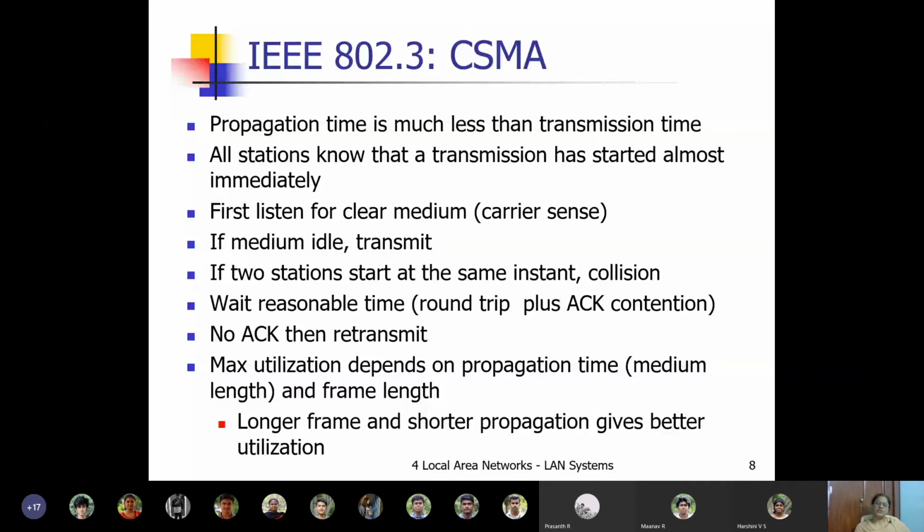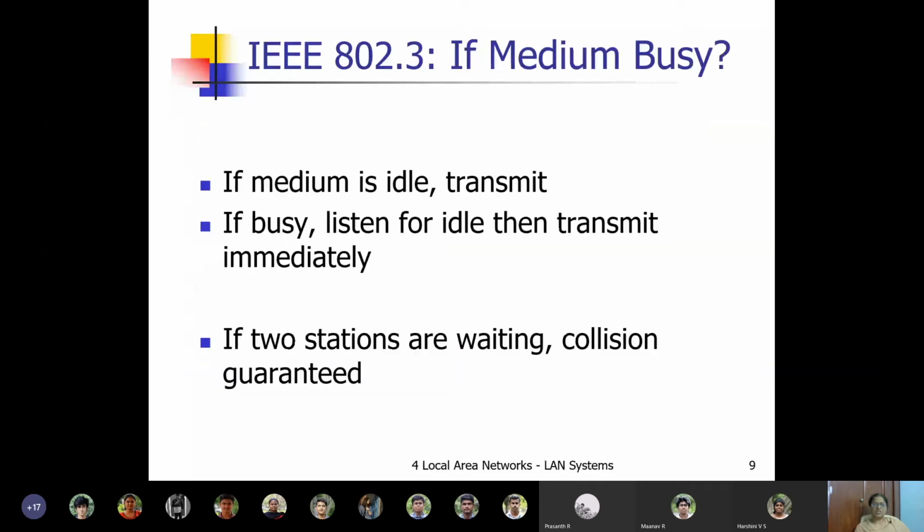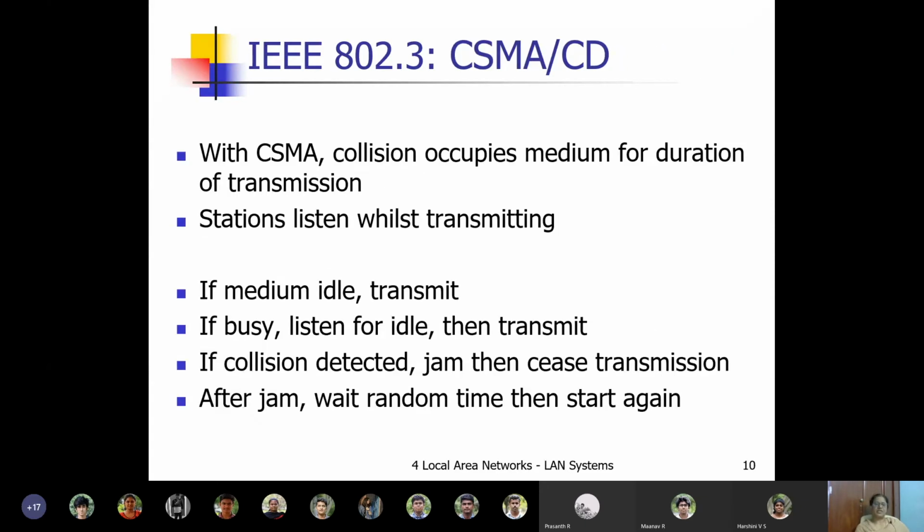So how does it know that a collision has happened? It will wait for an acknowledgement. If there is no acknowledgement, it will retransmit. So this will improve the utilization of bandwidth. If the medium is free, it is allowed to transmit. What if the medium is busy? It has to listen to the channel continuously and wait until the medium is free in order to transmit. Here there is a provision for collision detection. So the station listens while transmitting.